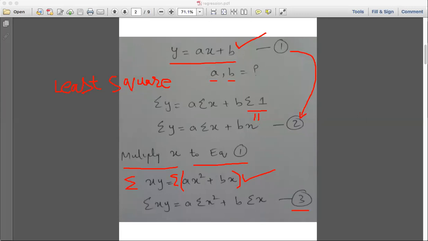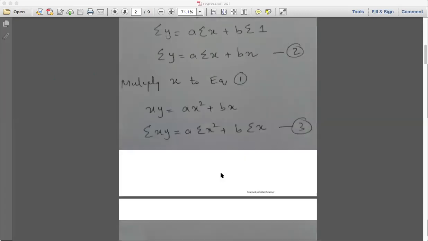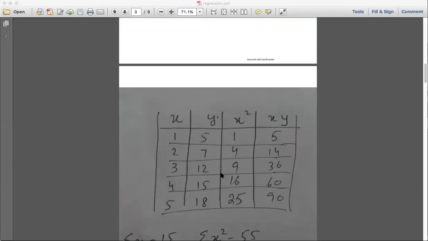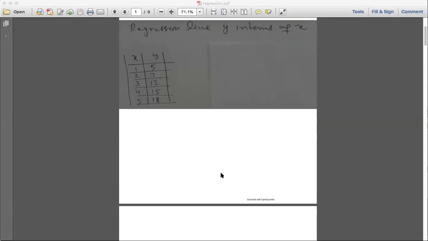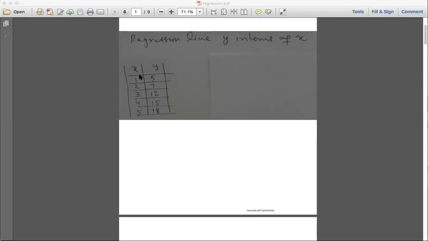Okay, after this, we have a question, and the question is in this form. We have the values of x and y given. This is a question, and we need to find the line y in terms of x. So in this question, you can see the values of x are given.